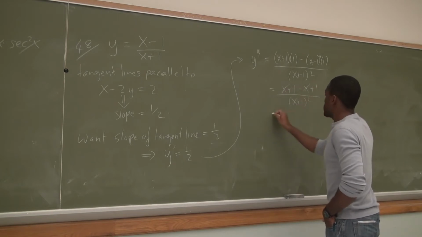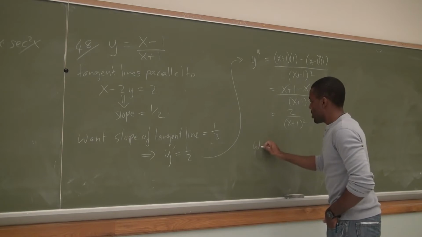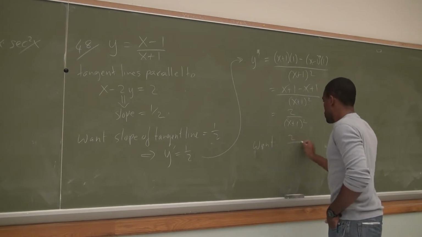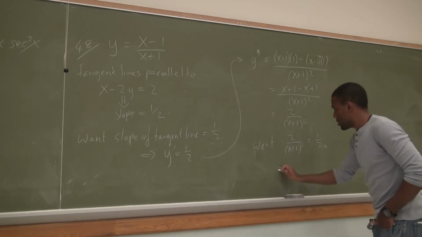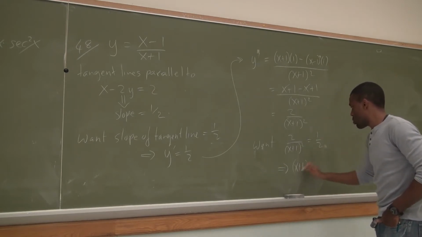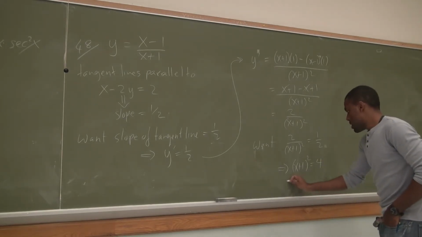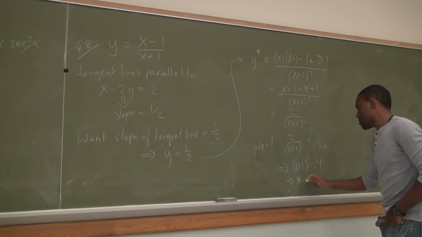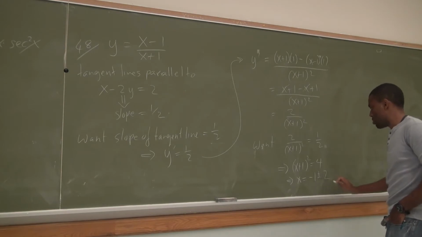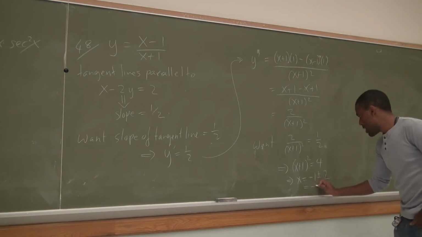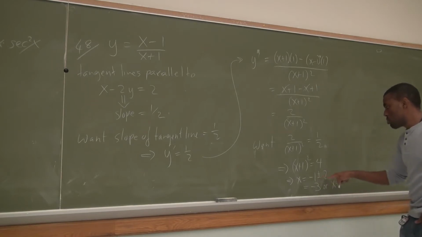So this kills that. We just get 2 over (x plus 1) squared, and we have to make it equal to 1/2. 2 over (x plus 1) squared equals a half. This means (x plus 1) squared must equal 4. Square root: this means x plus 1 is plus or minus 2, so x should be minus 1 plus or minus 2. So x can be either minus 3, or minus 1 plus 2, which is 1.